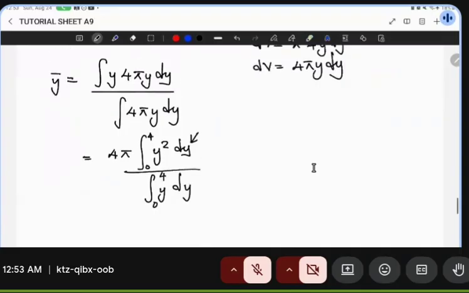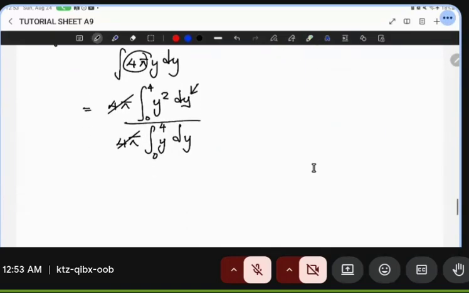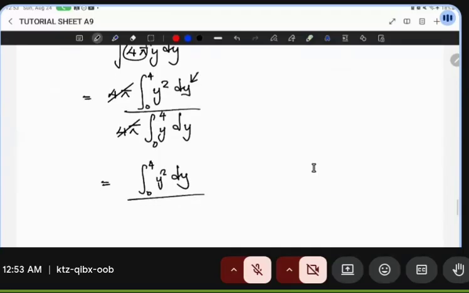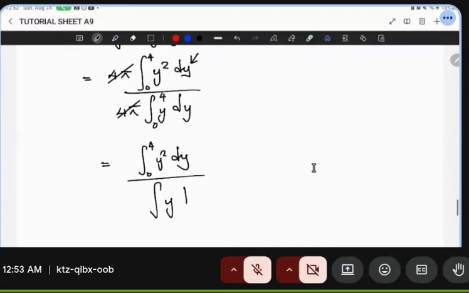Oh, and you have to see there's this 4 pi also in the denominator. So the 4 pi in the numerator and in the denominator will cancel, leaving us with only the integral of y squared dy over the integral of y dy.